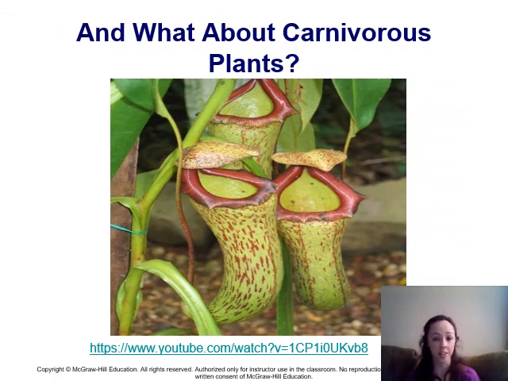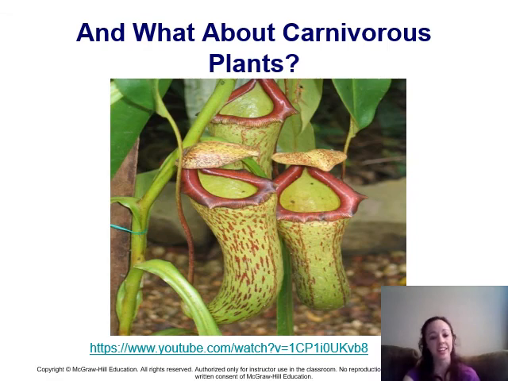So I know you guys have heard of carnivorous plants like the Venus flytrap. So what do you guys think? Do you think that they perform photosynthesis, or do you think that they get all of their nutrients from what they eat? Surprisingly, it's a little bit of both. Carnivorous plants will still produce the glucose that they need from photosynthesis, but they will still get nutrients from the insects and the other animals that they eat.